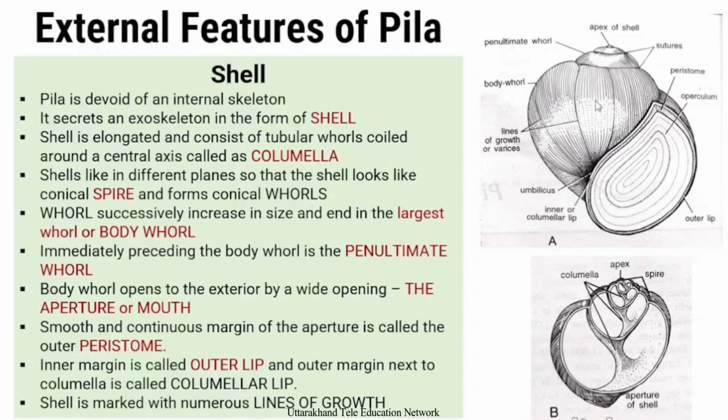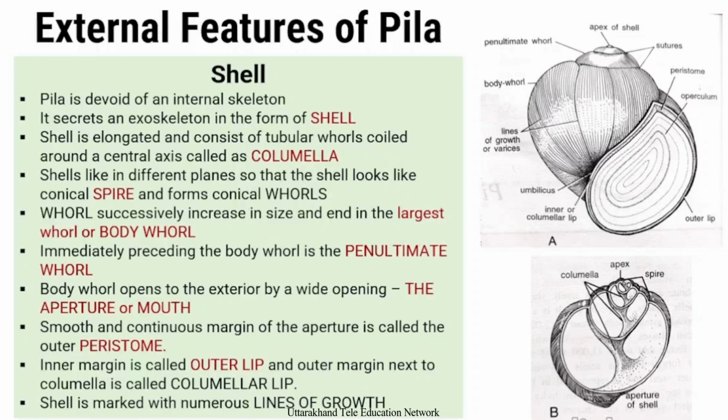Immediately preceding the body whorl is the penultimate whorl. Here you can see this one. Body whorl opens to the exterior by a wide opening, the aperture or mouth. Here you can see the aperture of the shell. A smooth and continuous margin of the aperture is called the peristome. Inner margin is called the inner lip, and outer margin next to the columella is called the columellar lip.